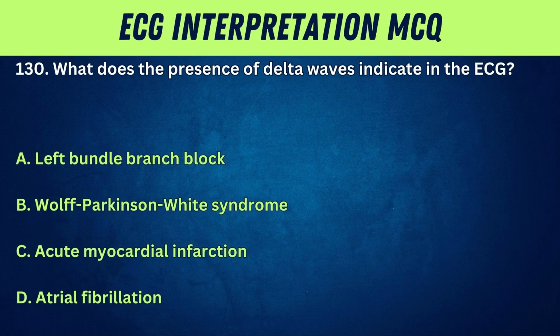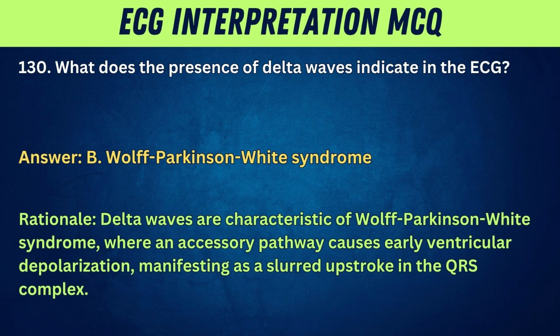130. What does the presence of delta waves indicate in the ECG? A. Left bundle branch block. B. Wolff-Parkinson-White syndrome. C. Acute myocardial infarction. D. Atrial fibrillation. Answer: B. Wolff-Parkinson-White syndrome. Rationale: Delta waves are characteristic of Wolff-Parkinson-White syndrome, where an accessory pathway causes early ventricular depolarization, manifesting as a slurred upstroke in the QRS complex.